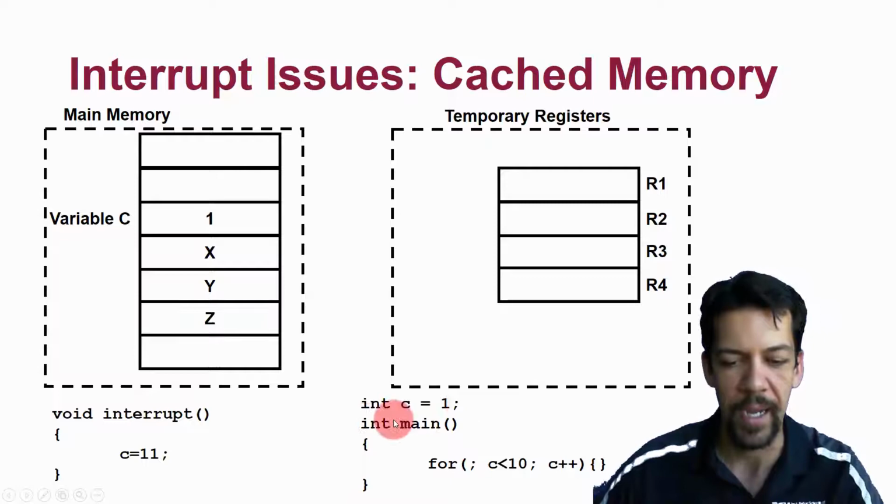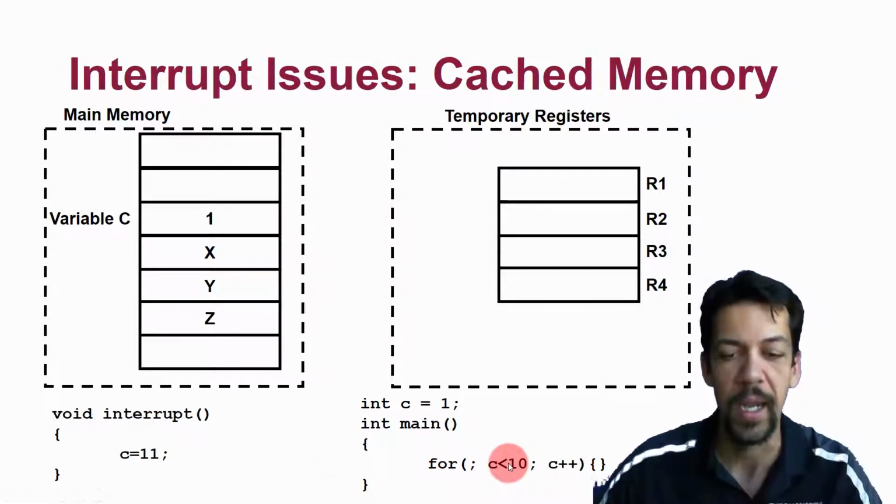I've got my main down here with a global variable called C that's being modified inside of main, and I've got an interrupt that also modifies C. So you can see that when the interrupt is called, we basically want this for loop to exit. We want to kill this for loop, right? So let's see what happens as we execute this.